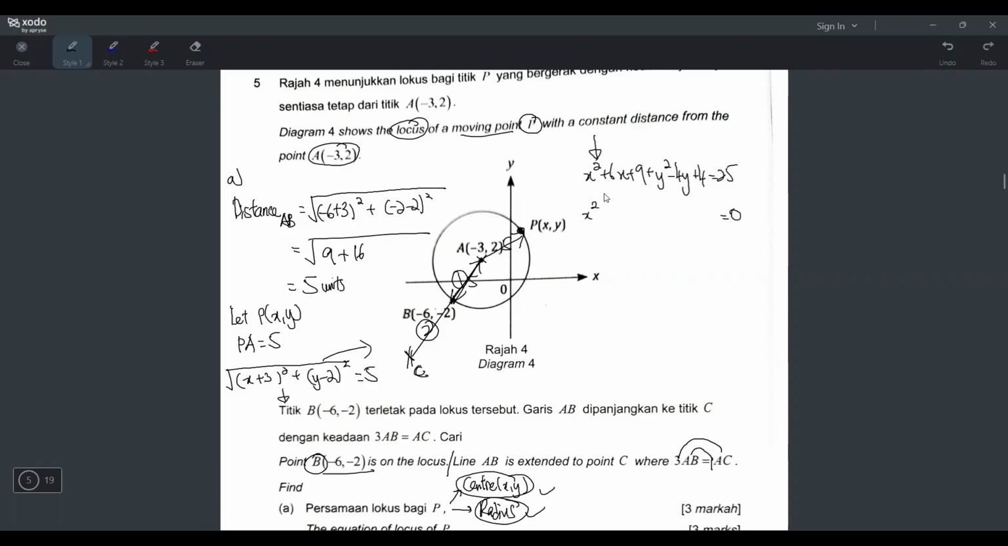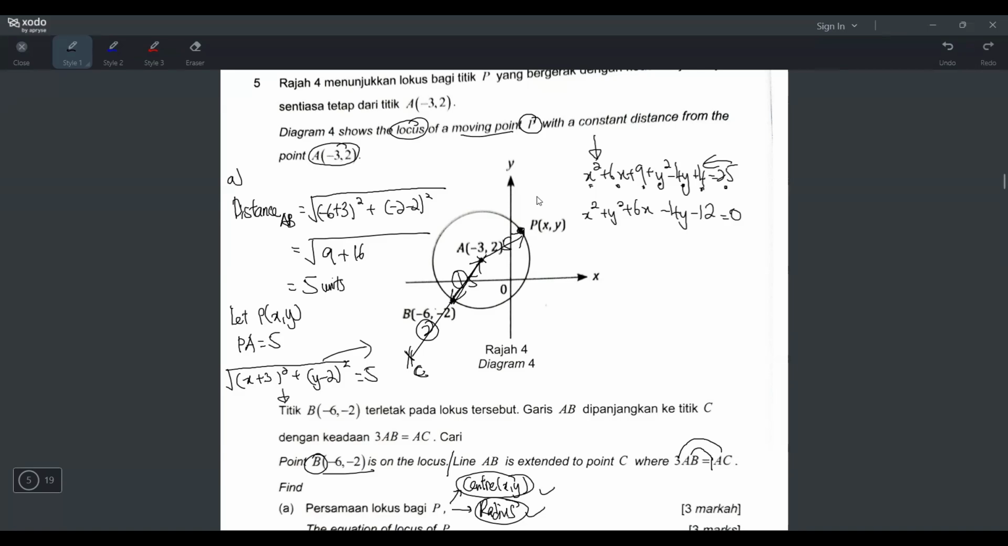So you will write x square first, followed by y square, followed by x, 6x, followed by negative 4y, followed by the number which is 9 plus 4 minus 25, because the 25 you move over here. So you can press the calculator, 13 minus 25, and your calculator will give you negative 12. And that's all. That's your answer. So this is your equation of circle.